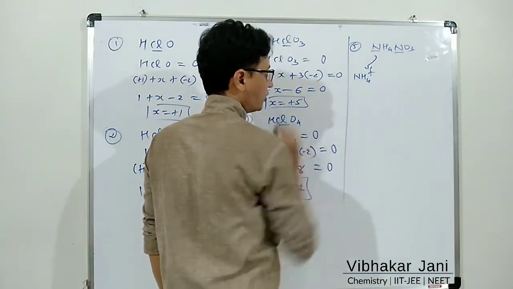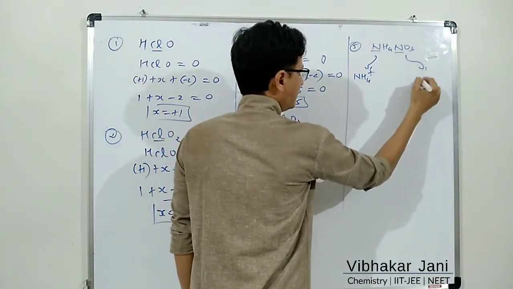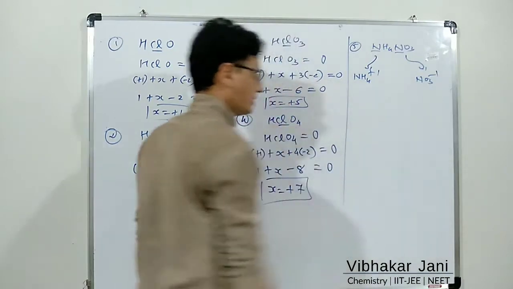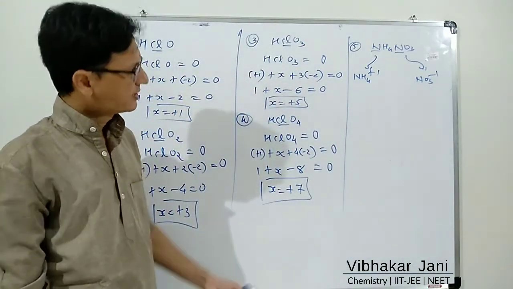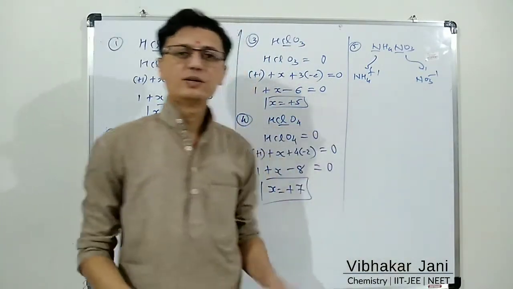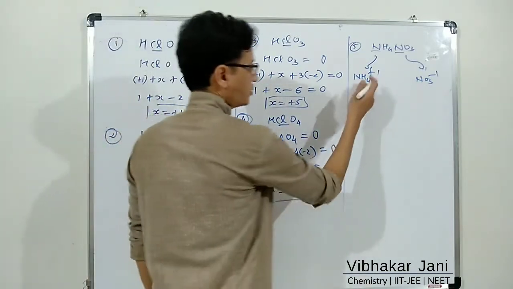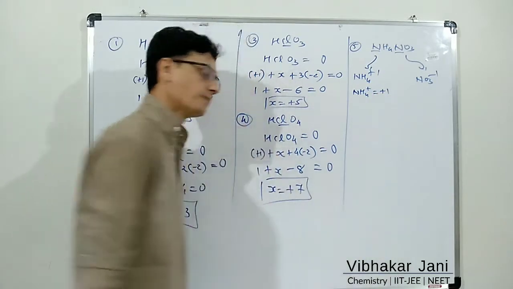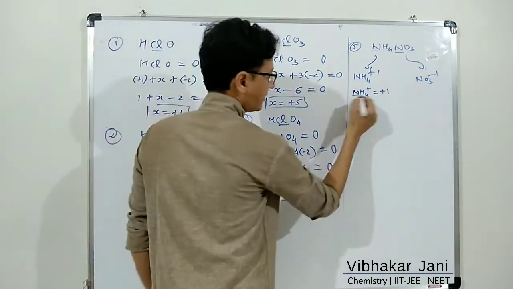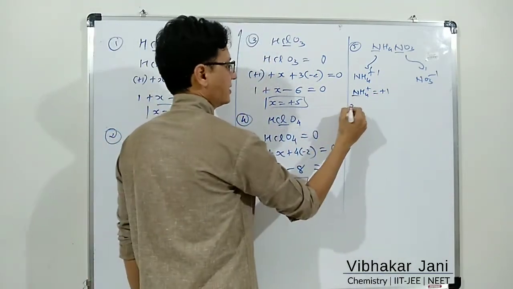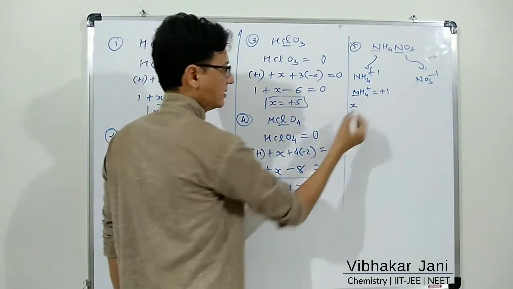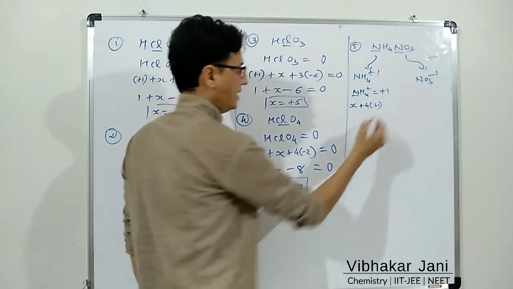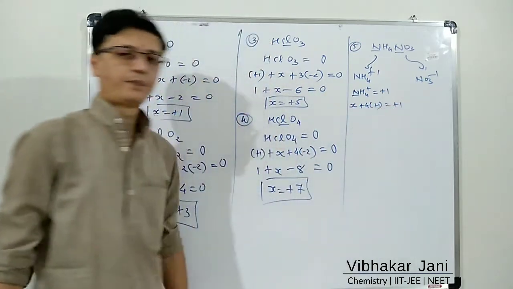One is NH4 plus 1 and the other is NO3 minus 1. NH4 plus 1, NO3 minus 1. Now we will separately find the oxidation state of nitrogen in both these species. So first of all, NH4 plus 1 is equal to plus 1. And if nitrogen is to be found, then let us put X over here. X plus 4 multiplied by, for hydrogen the oxidation state is plus 1, is equal to plus 1.